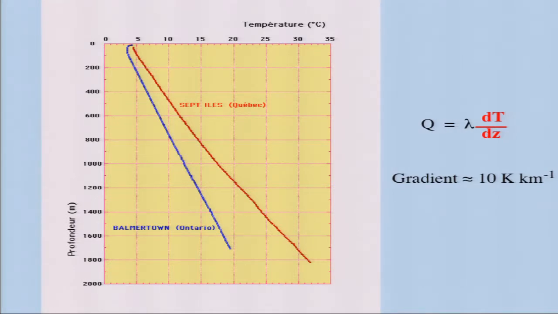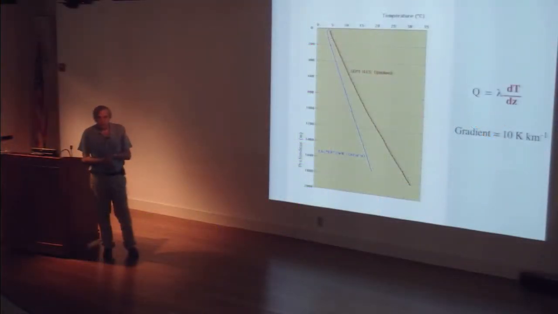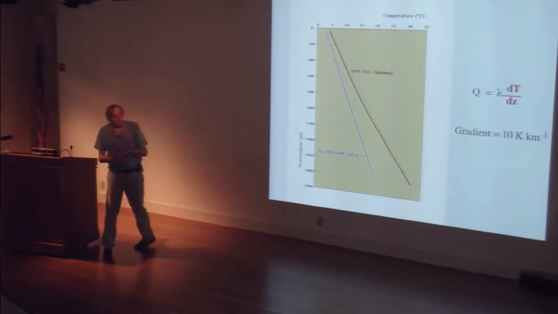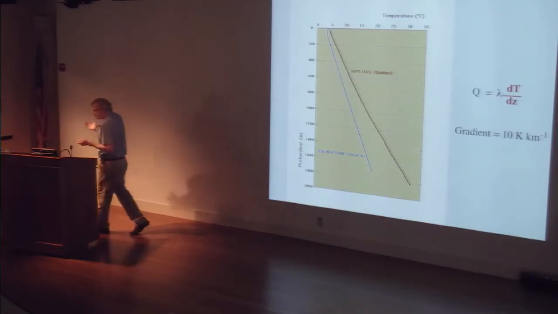The gradients for these holes in the Canadian Shield, I've chosen them to be on the low side, about 10 Kelvin per kilometer. You're in the Craton. Sept-Îles is in the Grenville province, and Beaumont is right in the Superior province, about 10 on average. These are some of the lowest heat flow.